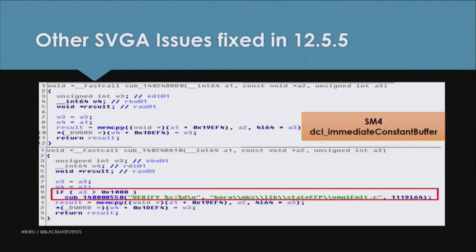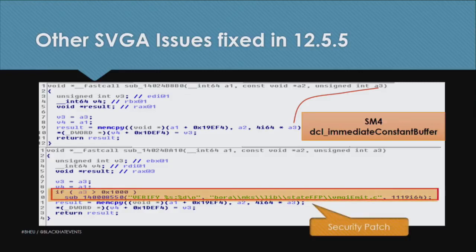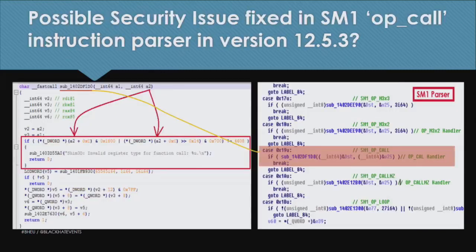And there is another issue that has been fixed in the Shader Model 4 DCL Intermediate Constant Buffer Parser. As you can see, there is a memcpy call. And the third argument, which is the size of the memcpy, was directly coming from the guest operating system. Since this is untrusted data, we can trigger an out of bound condition here using this memcpy. And VMware has added a fix for this by adding a small check, just to make sure that it is not greater than hex 1000. And if it is more than 1000, it will take you to an error, and it will just handle the error.